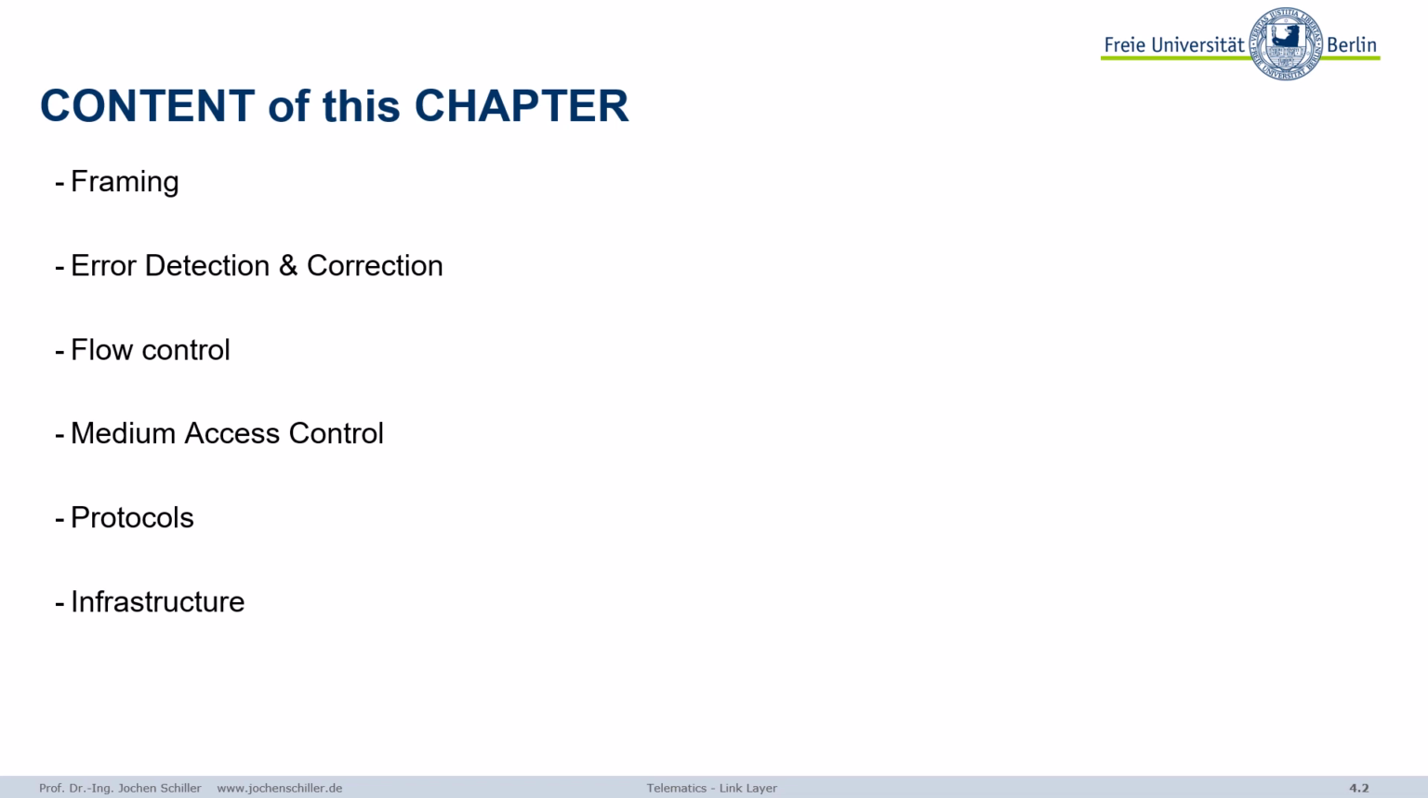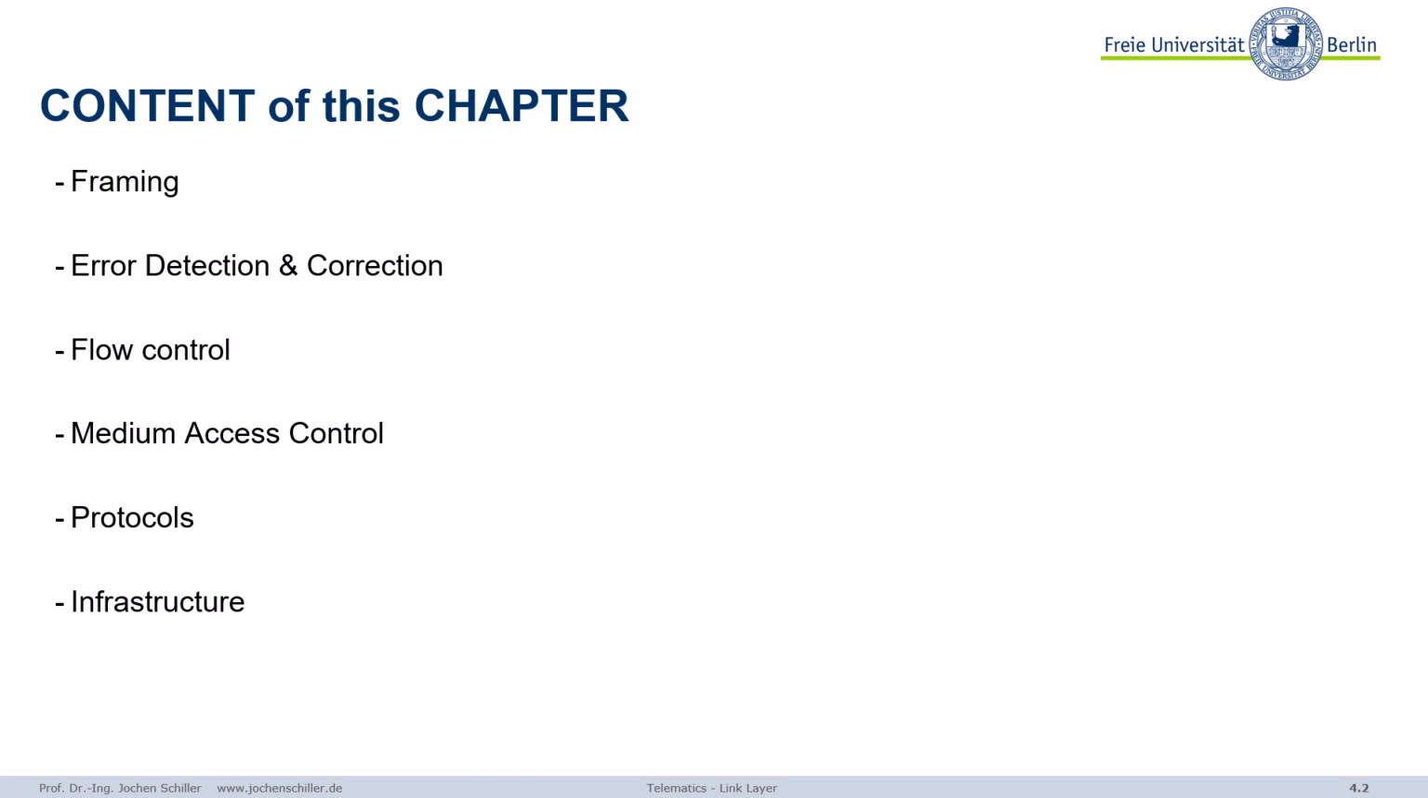Then I also told you that the physical layer does not care about errors. So how do we now detect errors? How do we maybe correct errors? We will talk about flow control, because maybe you're connected with a weak mobile device directly with a supercomputer. Well, so maybe the supercomputer will send too much data. How do we control this flow of data?